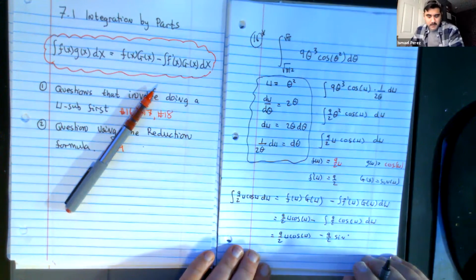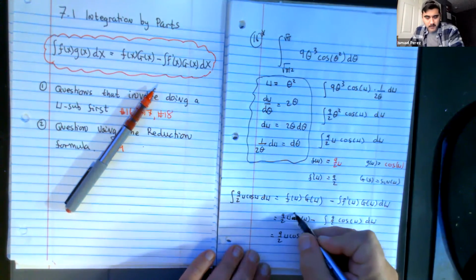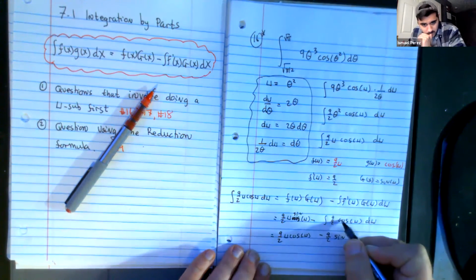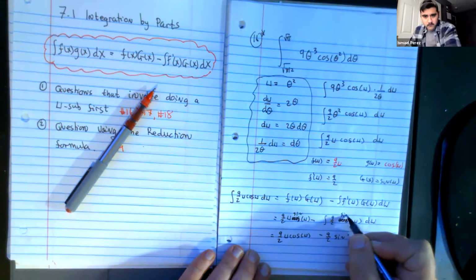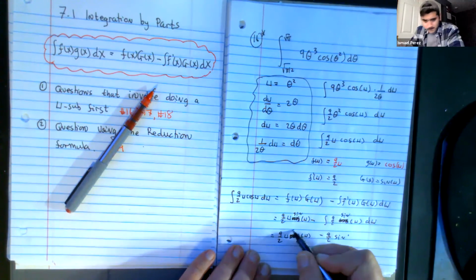You wrote sine instead. Oh, you wrote cosine instead of sine in the second line. Yeah. There, got it in time.